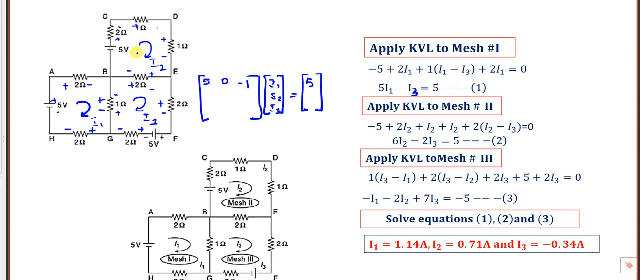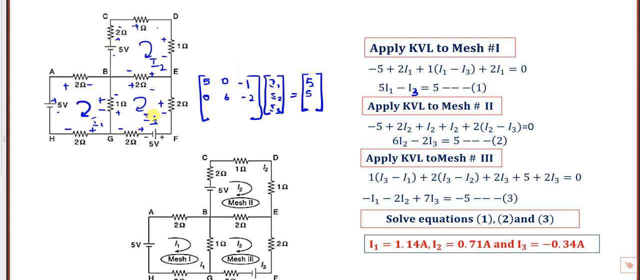Coming to mesh number 2. Common to 1 and 2 is same as 2 to 1, so it is 0. Sum of resistance in mesh 2: 2 plus 1 plus 1 plus 2, 2 plus 2 is 4, plus 2 is 6. Common to 2 and 3 is minus 2. Voltage value minus 2 plus, minus 2 plus, so minus 5 becomes plus 5.